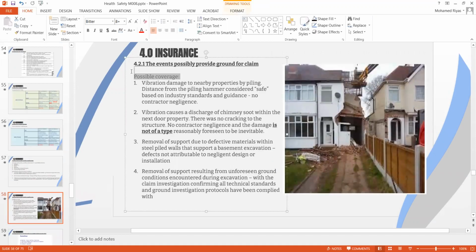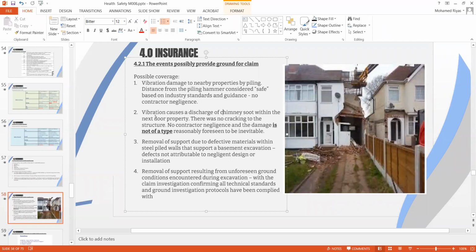And coming to the coverage, what's supposed to be covered under third-party liability, you can see the first one: vibration damage to nearby properties by piling. The distance from the piling hammer is considered safe based on industry standards and guidance, with no contractor negligence. When you do the piling, there is vibration which causes damage, but this is purely when you consider the safety standards and industry standards, the piling hammer is considered very safe. There is no negligence from the contractor. So as long as you prove there is no negligence, you have followed the standards set out in the related BS standards and all, then you cannot be proven negligent. Then this will be covered under public liability insurance.